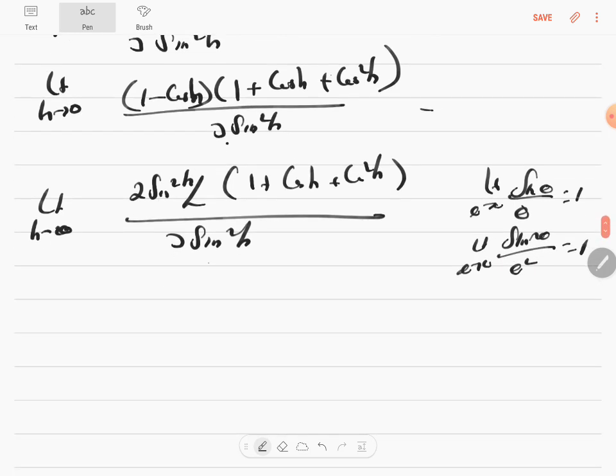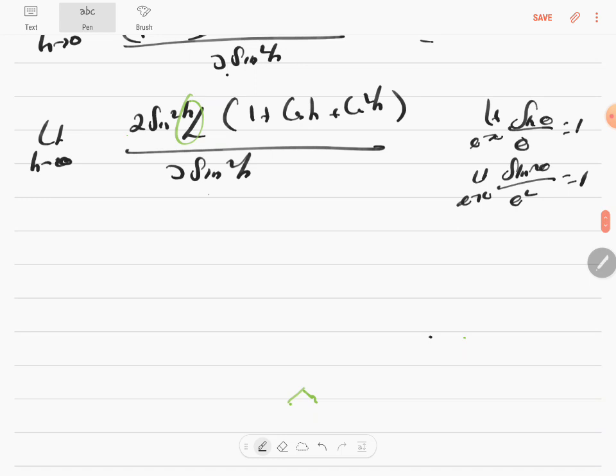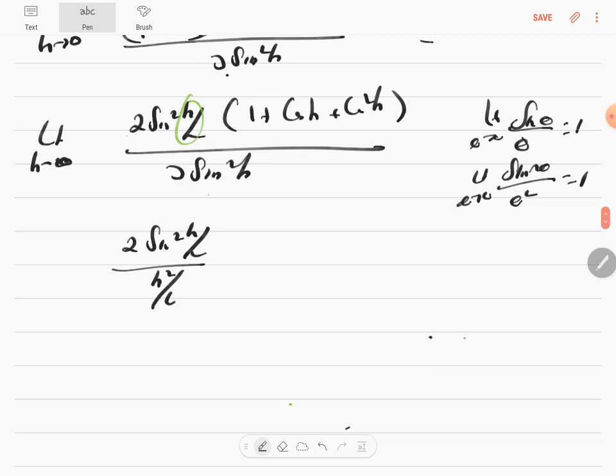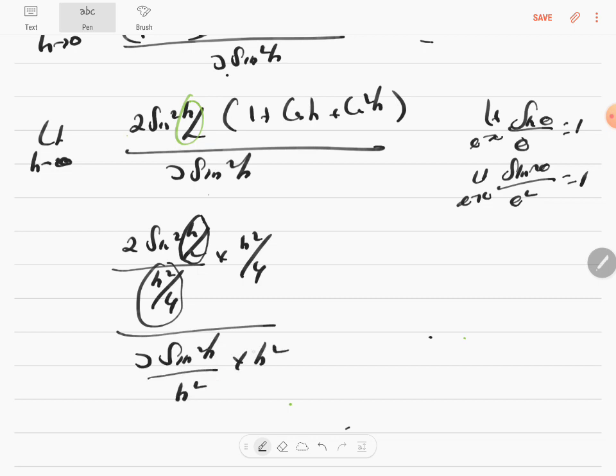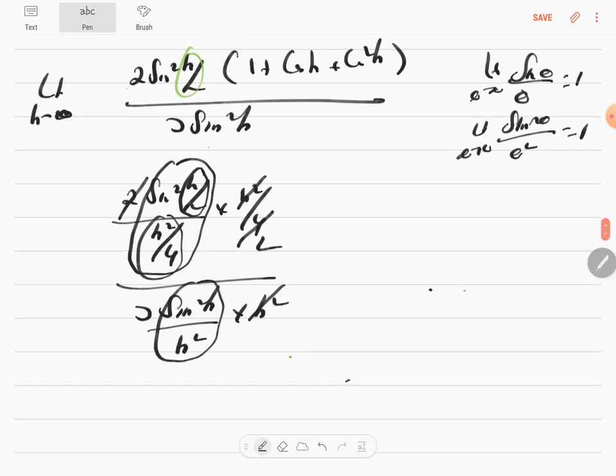So I have sin square h by 2. The theta here is h by 2, so it should become h square by 4. So divide the numerator by h square by 4 and the denominator by h square, which means I should also multiply by it. So it's 2 sin square h by 2 by h square by 4, into h square by 4, by 3 sin square h by h square into h square. This becomes 1, this becomes 1. The h square cancels, and 1 by 4 by 2, with 4 cancelling, becomes 1 by 6.